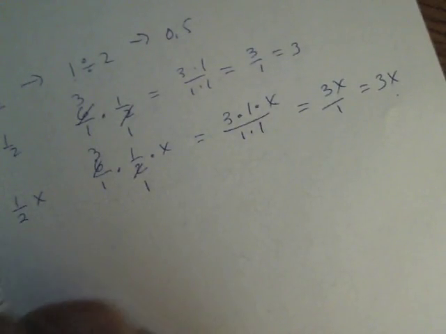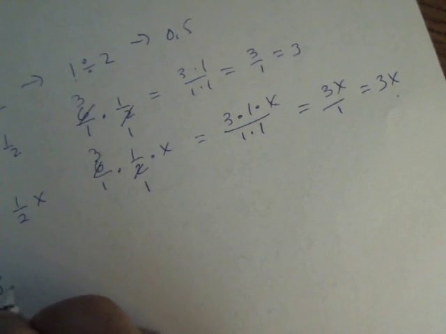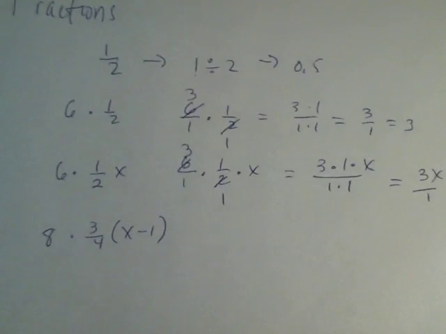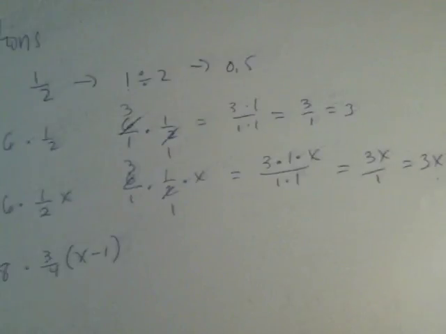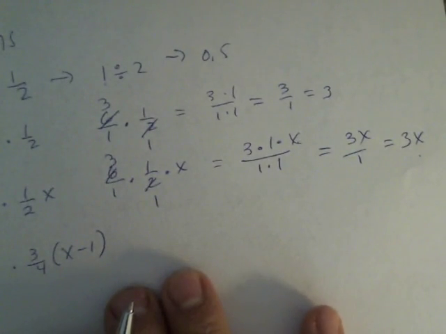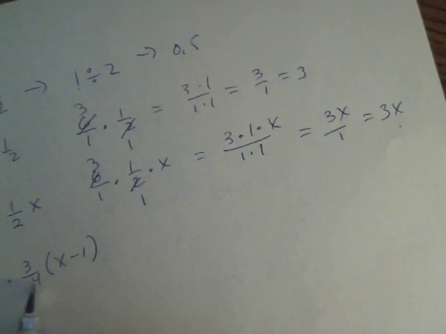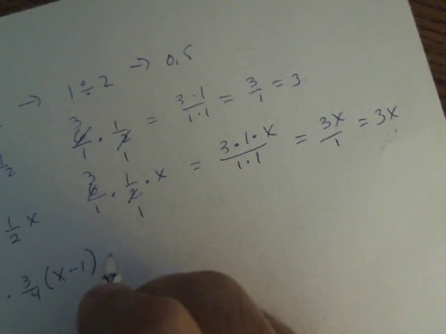And it doesn't really matter what I have. Let's change things up a little bit here. Let's say I had 8 times 3/4 times an entire expression. Well, nothing changes. Don't let the way it looks or the difficulty throw you off your process. You're still just multiplying these two numbers together.